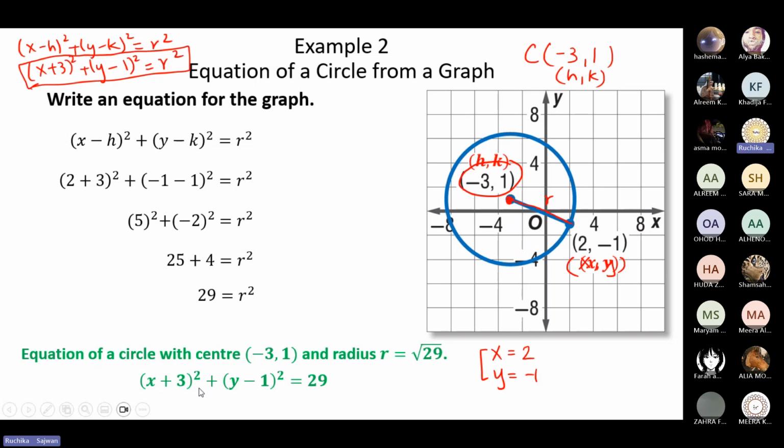Now, if the same question comes in your ministry exam online with the options A, B, C, D, and they ask you what is the value of radius, not the equation, just the value of radius, then what should be your answer? Square root 29. And I hope that no girl in this class will make the mistake of giving minus square root 29 as the answer, because radius is a distance, it can never be negative, right? We'll only choose the positive sign.